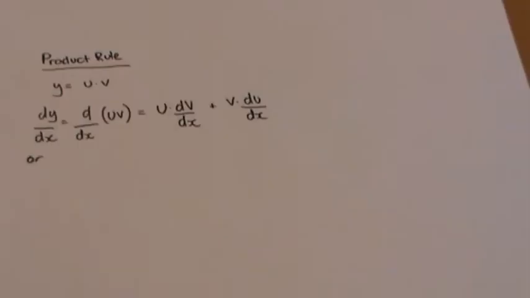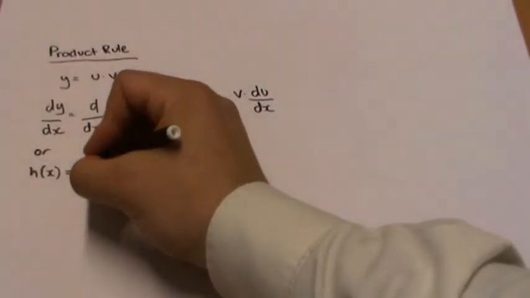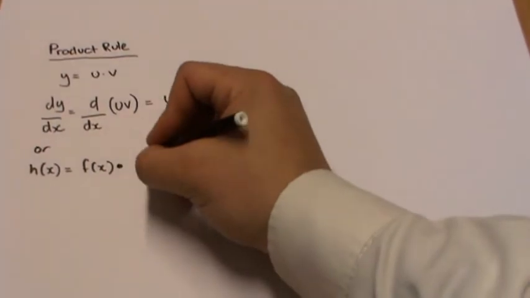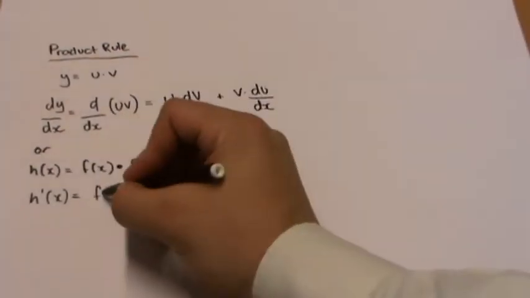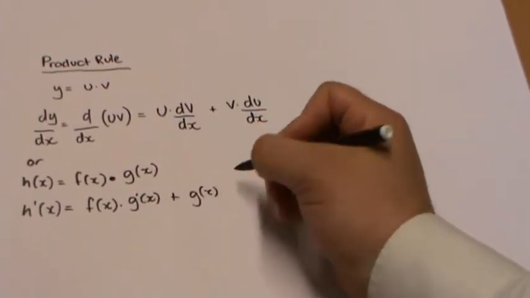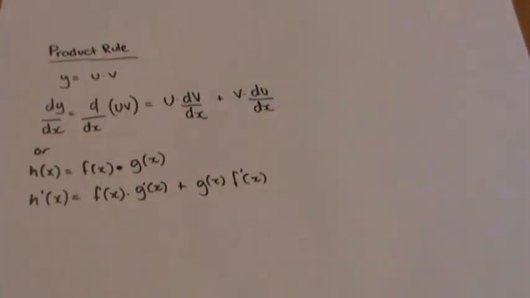We can write this in function notation instead of Leibniz notation. And we have the function h(x) is the product of functions f(x) and g(x). When we differentiate h(x), we have the function f(x) multiplied by the differential of the function g(x) plus the function g(x) multiplied by the differential of the function f(x). And that's the product rule.